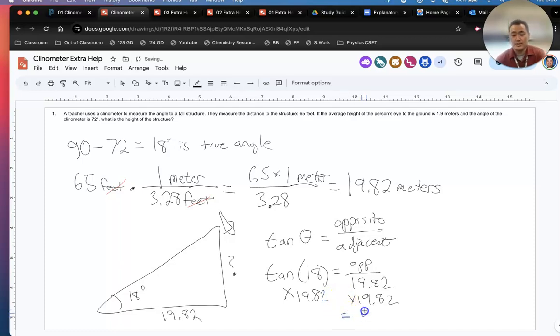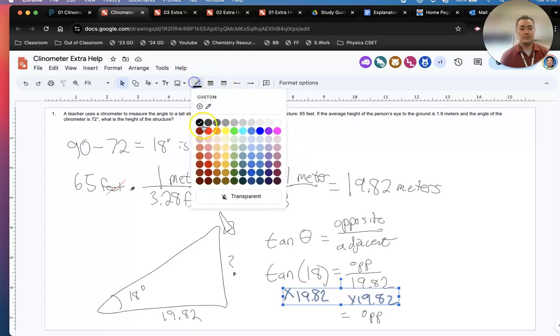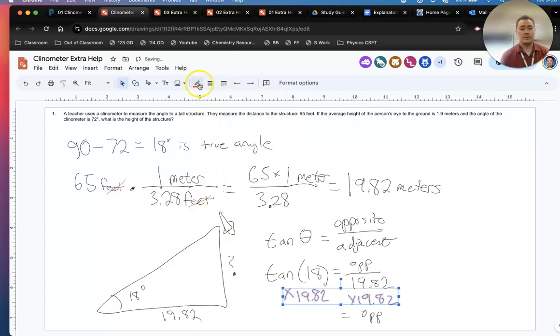Actually, we're not done. We have one more step left. We have to add the average height of a person. You put in tan 18 in parentheses times 19.82, and it is 6.44.